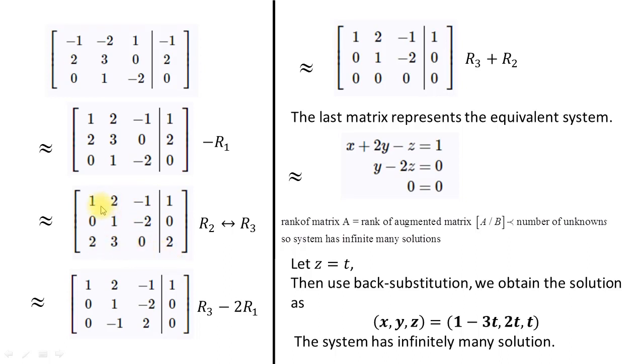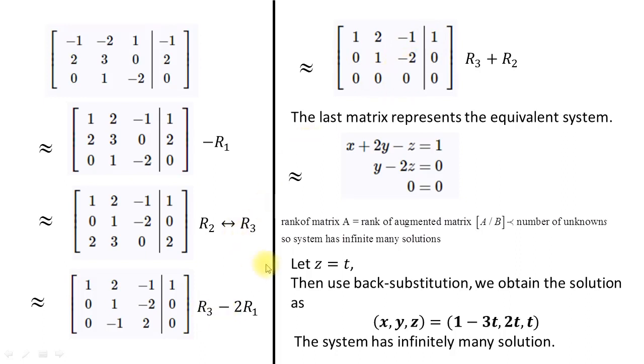Now multiply the first row by 2 and subtract the result from R3. That is, 2 times R1 subtracted from R3. We obtain 2 minus 2 is 0, 3 minus 4 is minus 1, 0 minus minus 2 is plus 2, and 2 minus 2 is 0. Now add the second row to the third row. We obtain 1 2 minus 1 1, 0 1 minus 2 0, and 0 0 1.